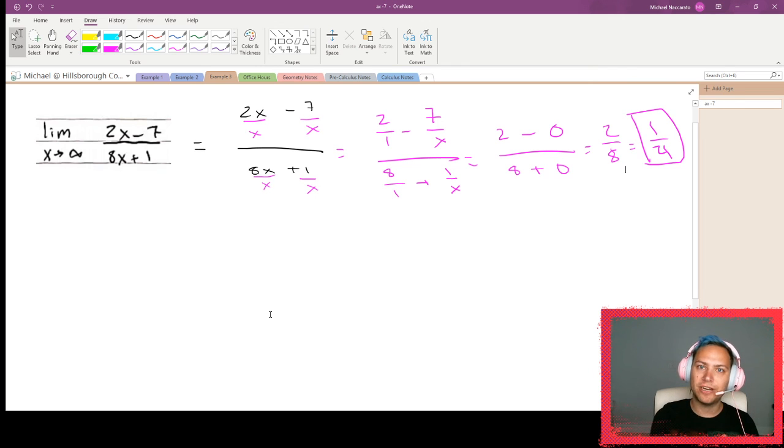If the power on the bottom is bigger, it's 0. If the power on the top is bigger, it's positive or negative infinity, depending on what you're approaching. And if the powers are the same, you take the leading coefficients of the highest powered terms and put those into a fraction. And that's it. That's how you find those limits.